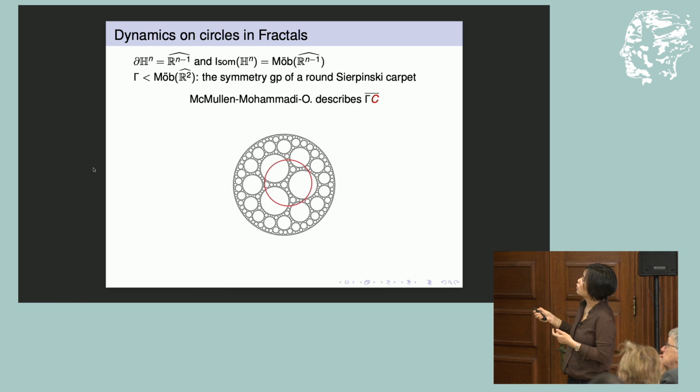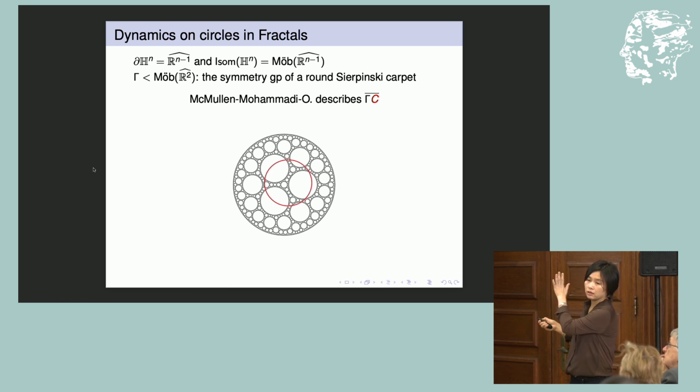So now I think of this background as the extended Euclidean space R2 hat, and then consider I have this round Sierpinski carpet picture.